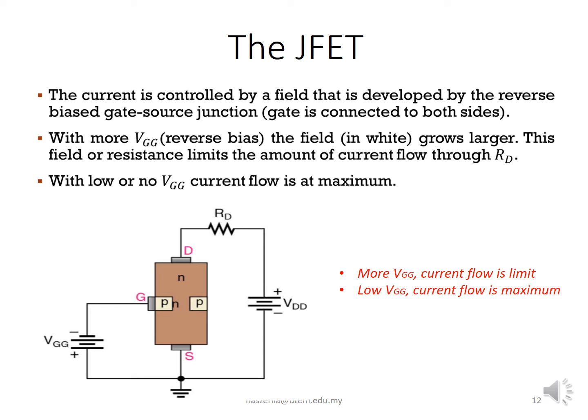In JFET, the current is controlled by a field that is developed by the reverse bias gate to source junction, where the gate is connected to both sides. With more VGG, which is the reverse bias voltage, the field in the white region grows larger. This field or resistance limits the amount of current flow through the RD. With low or no VGG, the current flow is the maximum. By looking at the given figure, if more VGG, the current flow is limited or minimum. With low VGG, the current flow is maximum.